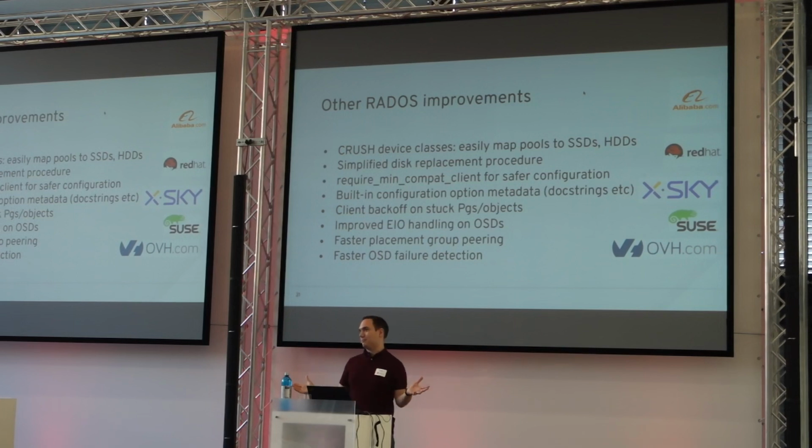And there are even more robust improvements that there isn't time to go into in a lot of detail. So crush device classes enable you to put your pools on SSDs versus hard disk drives in a much simpler way without having to custom edit your crush map. Disk replacement is more efficient and simpler. We have a new command called ceph osd new that takes an ID argument and lets you essentially steal the ID of a failed drive rather than having to create a new one and delete the old one.